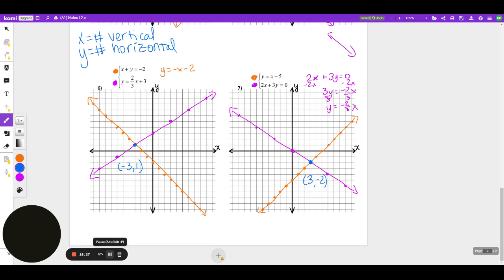Hopefully you've had a chance to try these on your own. For question number 6, I ended up getting -3, +1 as my answer for the intersection there. And question number 7, I got 3, -2 as my answer for where those two lines intersect.